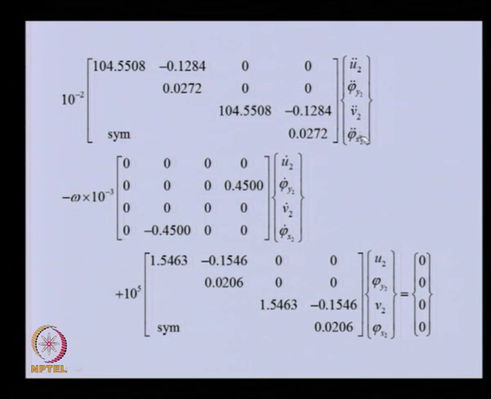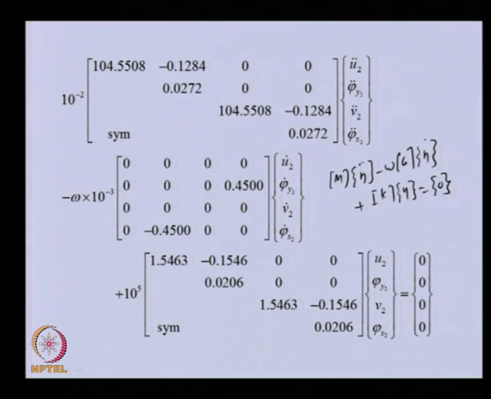Corresponding to node 2 only we have the field variable; node 1 is already eliminated because of the fixed boundary condition. So this is the reduced form of the equation of motion, which is of the form M eta double dot minus omega G eta dot plus K matrix into eta is equal to 0. This is the final form of the matrix.